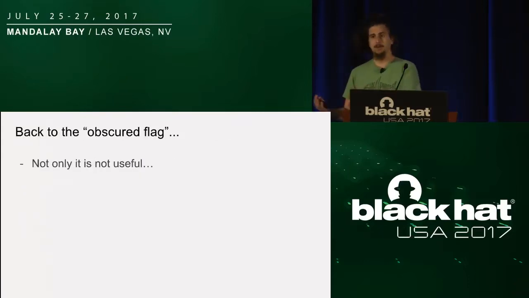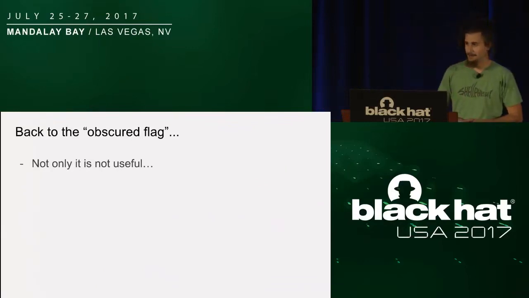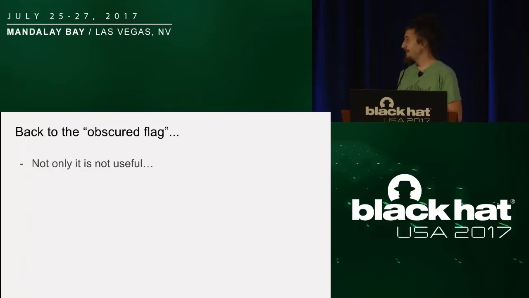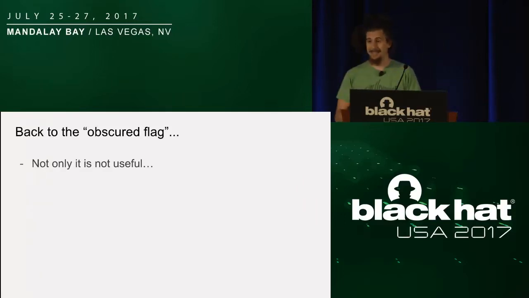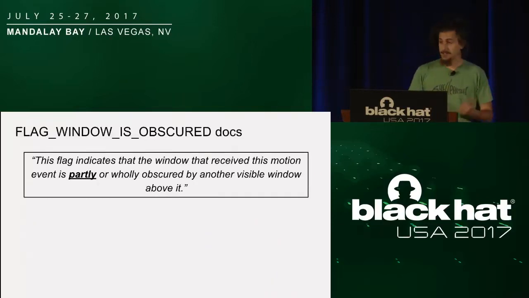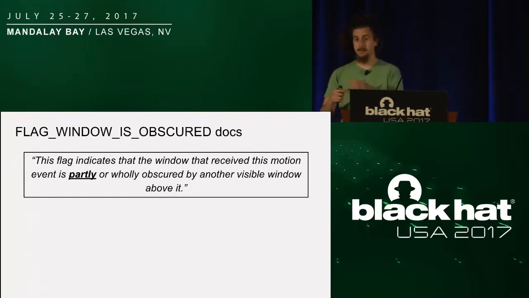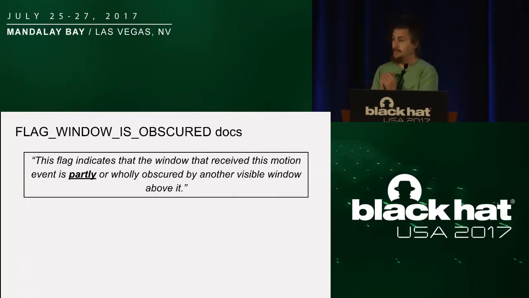Before we go into what we can do with this accessibility service, I want to have a discussion about this obscure flag, because not only did we find it's not useful, but we found a couple of things that were quite interesting. The first one is that the documentation is slightly misleading. If you check the docs, it says this flag indicates whether there was an overlay that fully or partially covers the window. It seems this is not true, in the sense that if you cover it partially and then you click in a place that was not covered, this flag doesn't seem to be set.